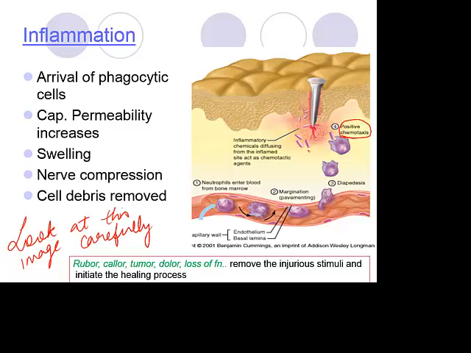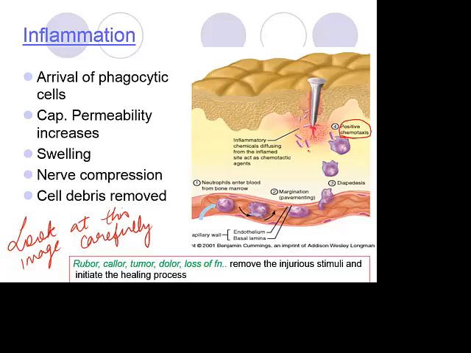Redness is known as rubor. Swelling is tumor. That swelling puts pressure on the nerves in that area, and that causes pain. Because of the increased blood flow, you also have heat. Have you ever touched an inflamed area that feels a little hot? Vasodilation means more blood flowing through that area, so it causes heat, which is known as calor.